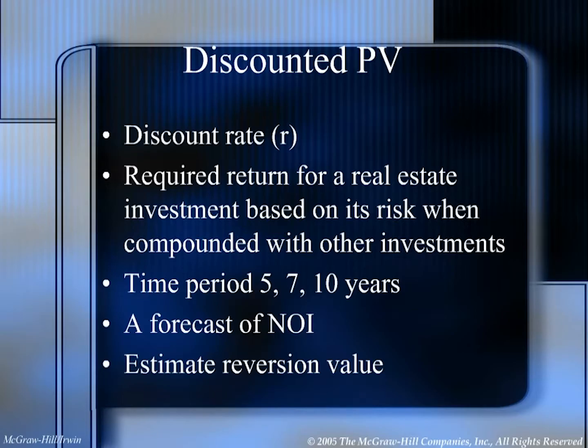Then we'd forecast our NOI. So do an analysis of the leases, the marketplace, and so forth, and forecast the NOI. We'd have to make some kind of an estimate for the reversion value. The reversion value is the sales price at the end of this time period. So say, here's all the cash flow we're going to get for 10 years, and then what would we be able to sell the property for at 10 years? Then take all those cash flows and discount them back at the discount rate, the required return for your real estate property.